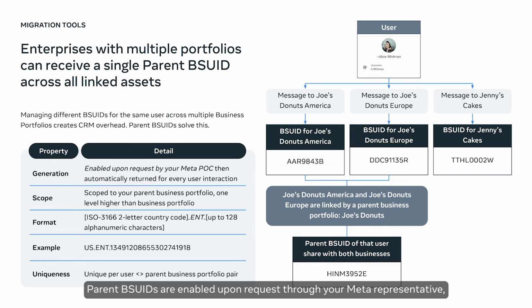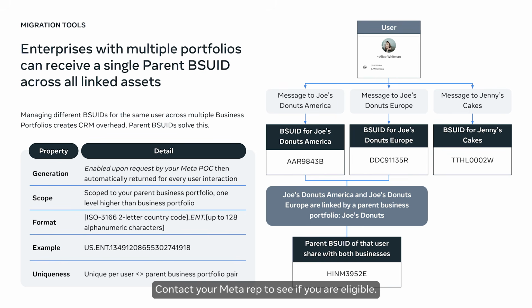Parent BSUIDs are enabled upon request through your Meta representative. And once enabled, they are automatically returned for every user interaction. Contact your Meta rep to see if you are eligible.